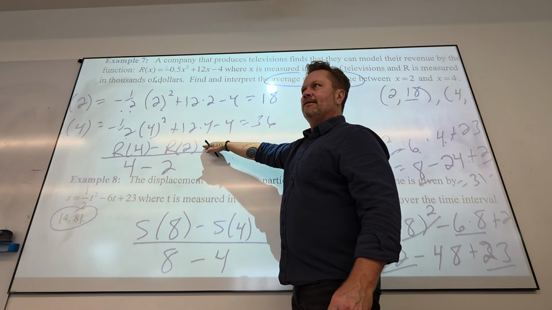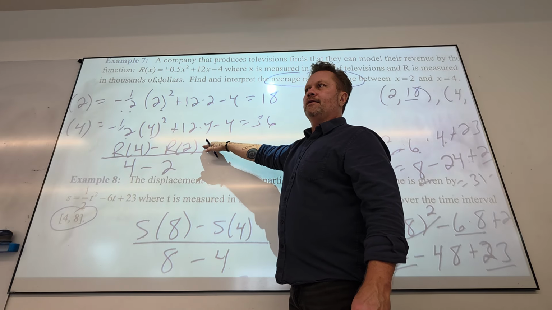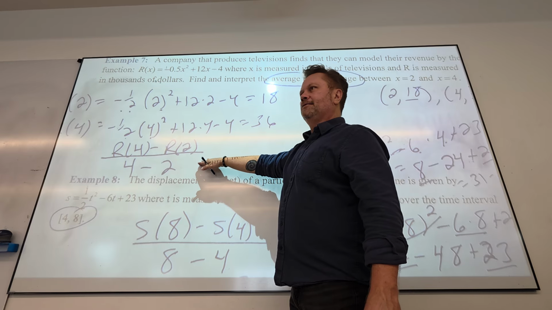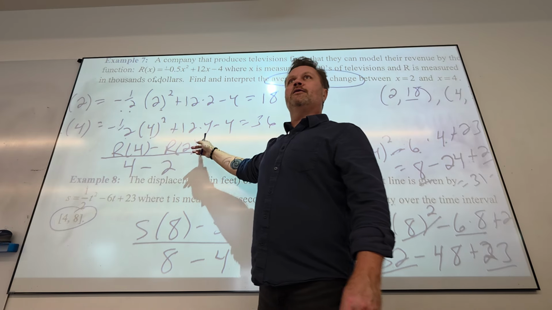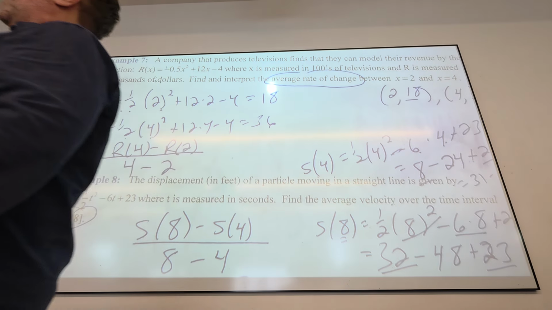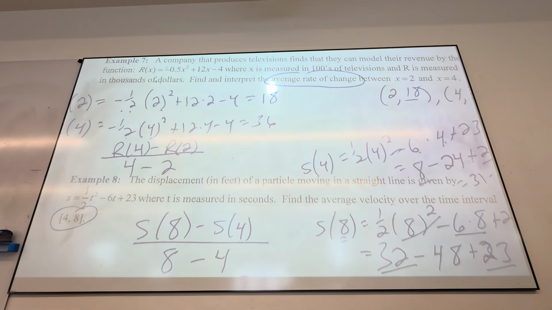What's revenue in? Thousands of dollars. And what's the inputs in? Hundreds of TVs. So the units of this would be thousands of dollars per 100 TVs. How much revenue, how many thousands of dollars of revenue I made per 100 TVs?